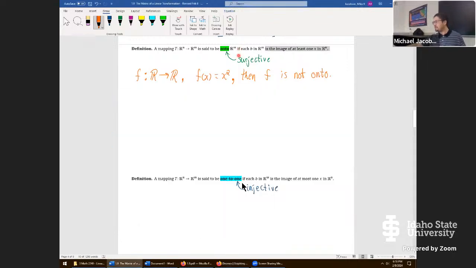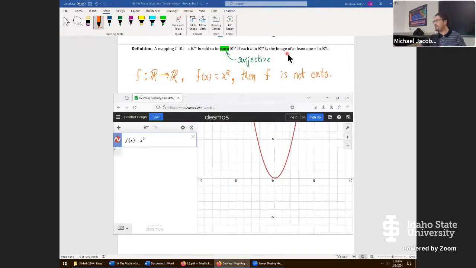Now when it says, oh, this is a little tricky. If each b in Rm is the image of at least one x, the b in Rm is referring to a b in the codomain, so a b in R, and there are certain b's in R that we can't hit. Say, for example, this one. No matter what you plug into that function x squared, you're never going to obtain this value. That means -1 is not the image of at least one x in Rn. They're referring to the domain space. Take any x here, you never drop down to the -1, so f is not onto.